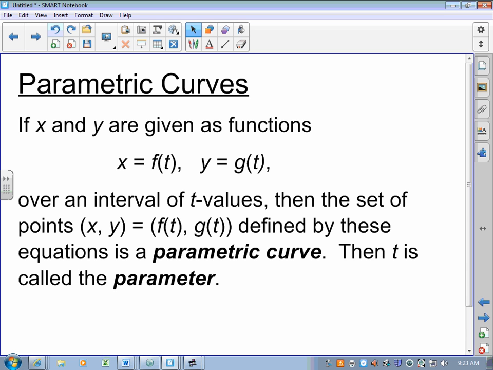Then the set of points (x, y), defined by these equations, is called a parametric curve, because t is called the parameter. t is the thing that we control. If you're into science, biology, chemistry, physics, t is the independent variable. x and y are both dependent variables. So what I want to do is show you what it looks like.